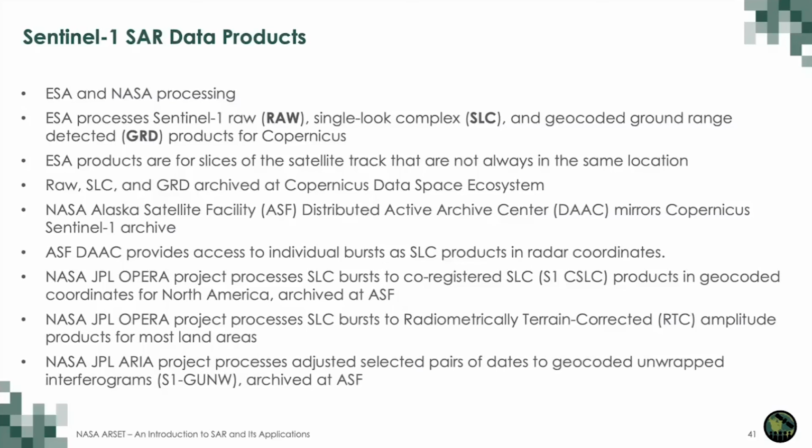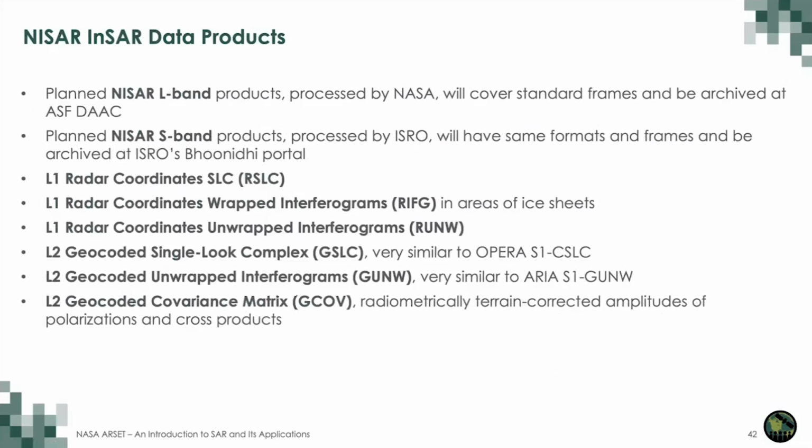The OPERA project also produces radiometrically terrain-corrected products for the Earth, and the dynamic surface water extent mapping. And also they do displacement maps for North America only. And they are releasing the co-registered SLC products, co-registered geocoded SLCs, which are also going to be similar to the NISAR products.